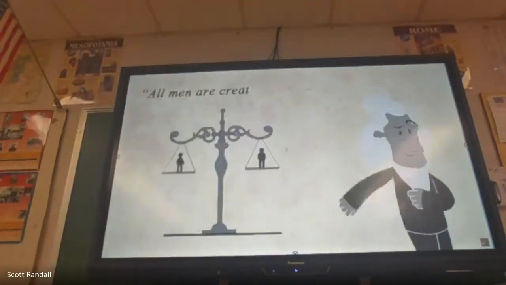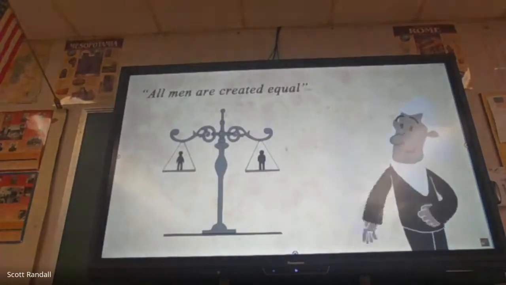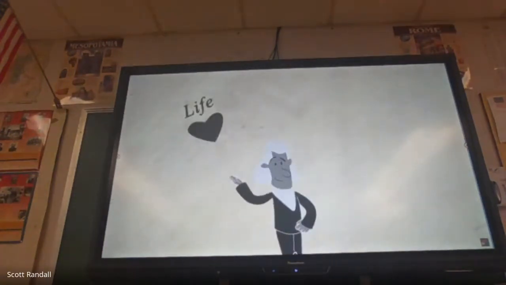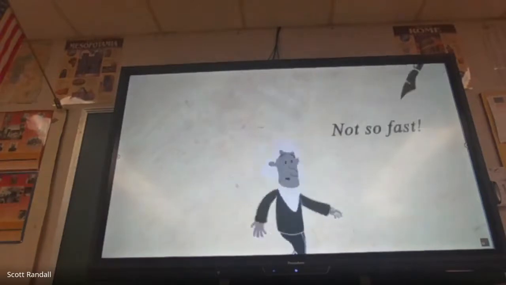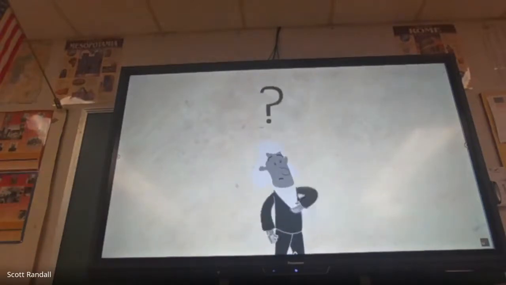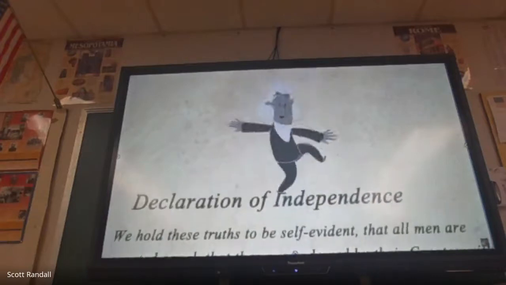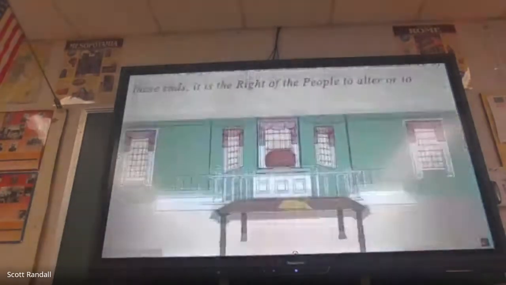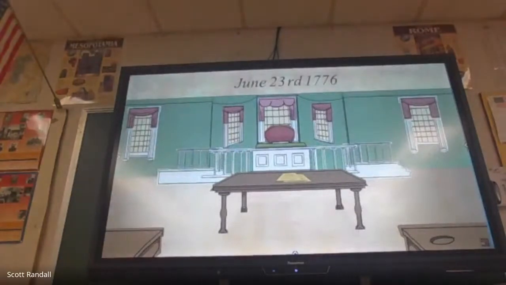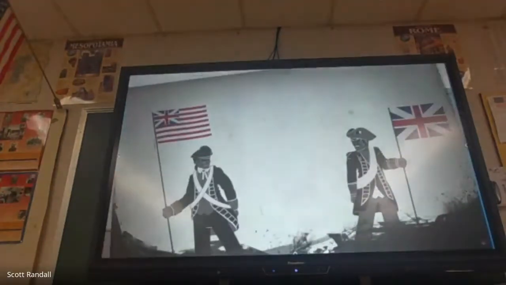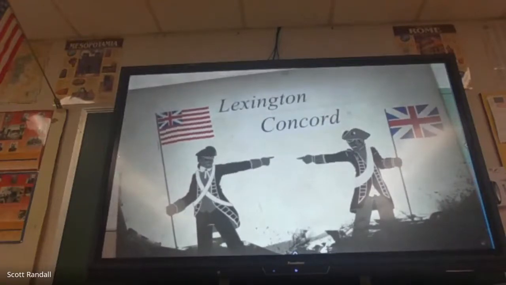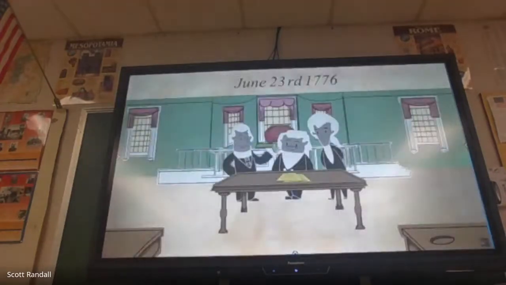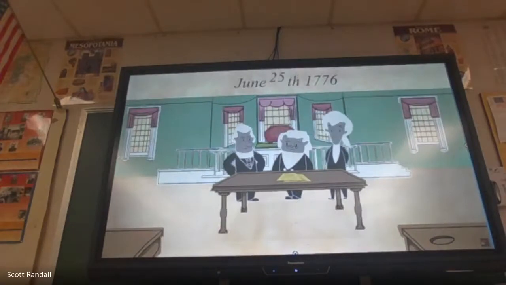All men are created equal, and they are endowed with the rights to life, liberty, and the pursuit of happiness. Not so fast, Mr. Jefferson. These words from the Declaration of Independence and the facts behind them are well known. In June of 1776, a little more than a year after the war against England began with the shots fired in Lexington and Concord, the Continental Congress was meeting in Philadelphia to discuss American independence.